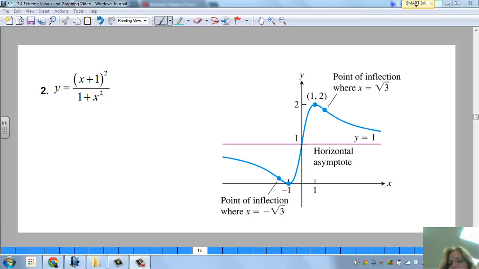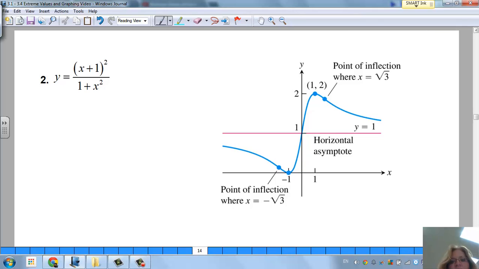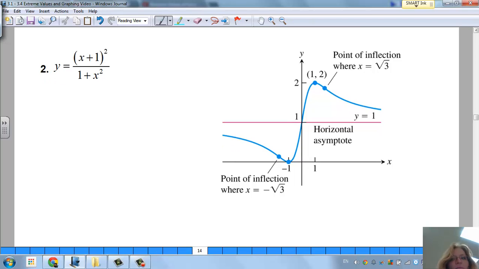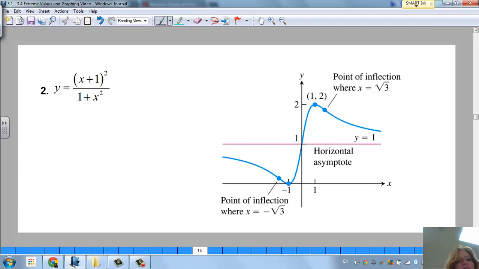Okay, here's our second problem where we're going to find critical points and inflection points and all sorts of things with this graph. So we have this nice looking graph here, y equals (x plus 1) squared over 1 plus x squared. And we're going to find several things. First of all, we're going to find critical points, then find inflection points, then find a y-intercept, and to see if there's a horizontal asymptote. I see there's one here, but to show the work for all that.